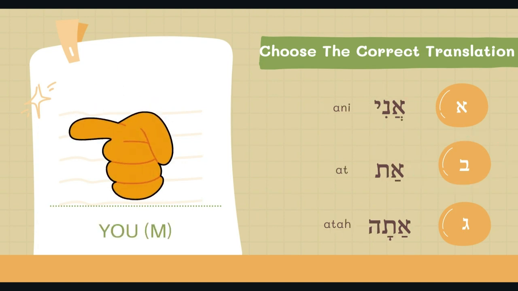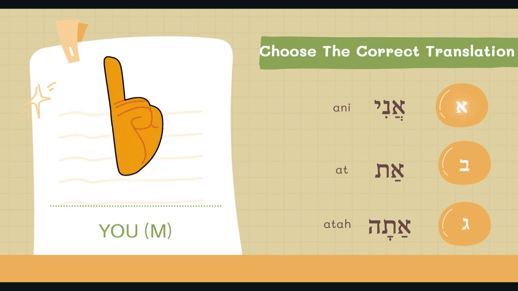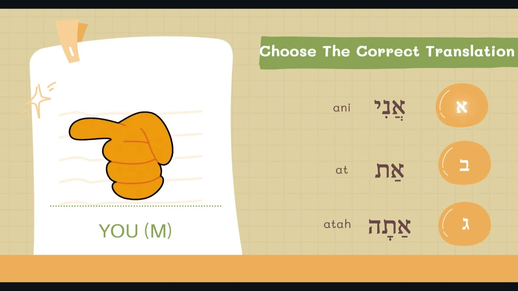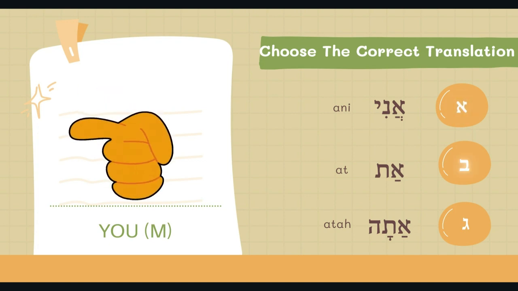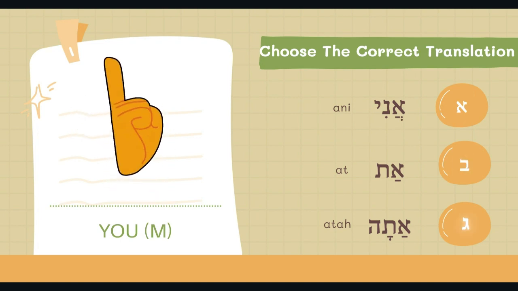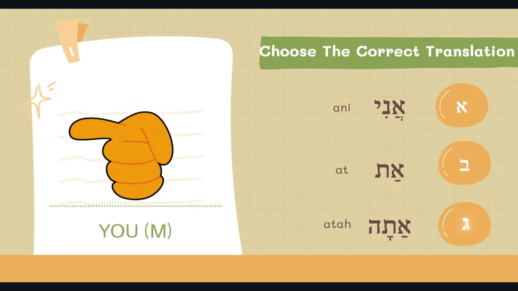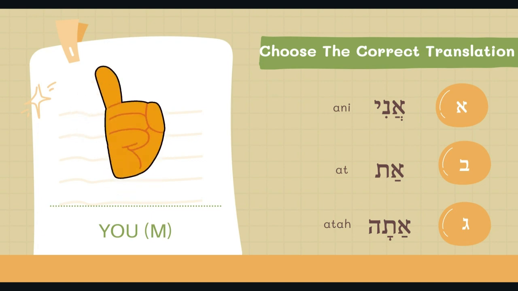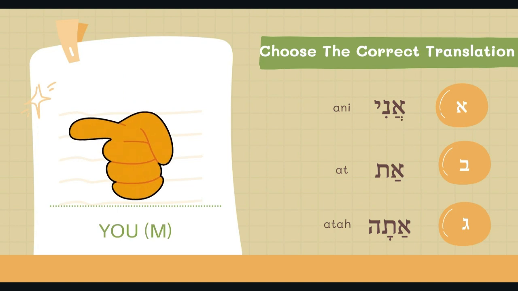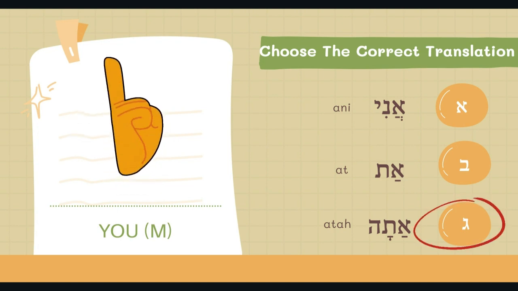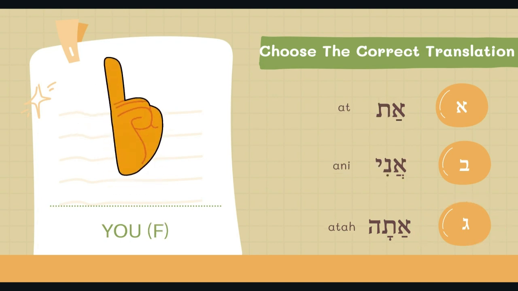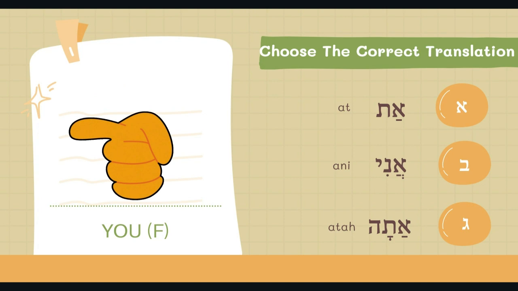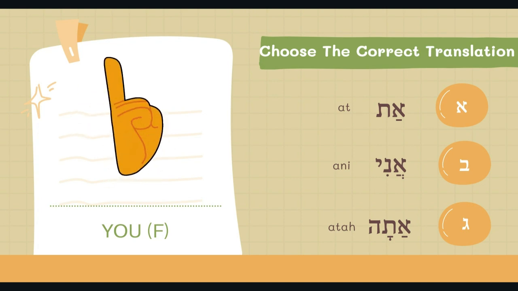Choose the correct translation for you in masculine. Aleph, ani, or bet, at, or gimel, ata. If you chose gimel, you were also correct. Tov meod. Let's continue. Choose the correct translation for you in feminine.